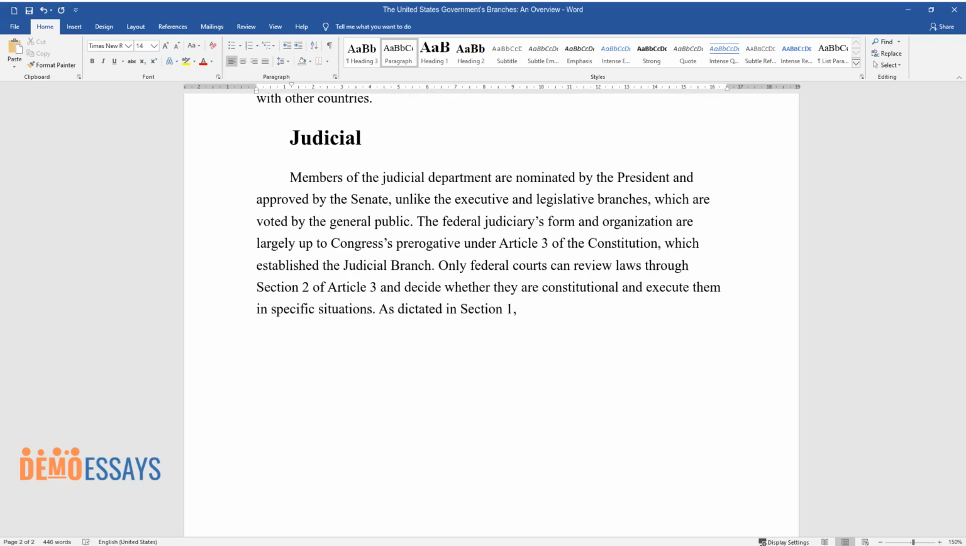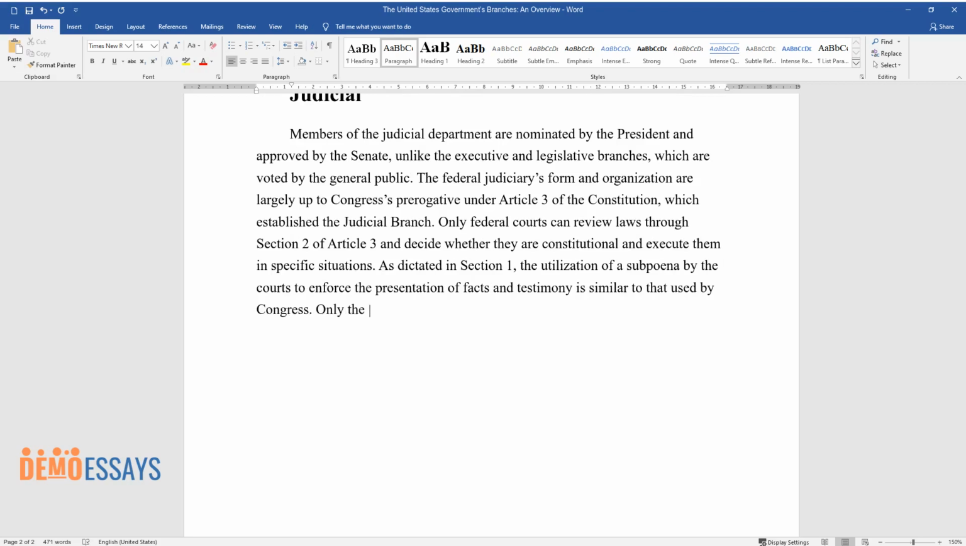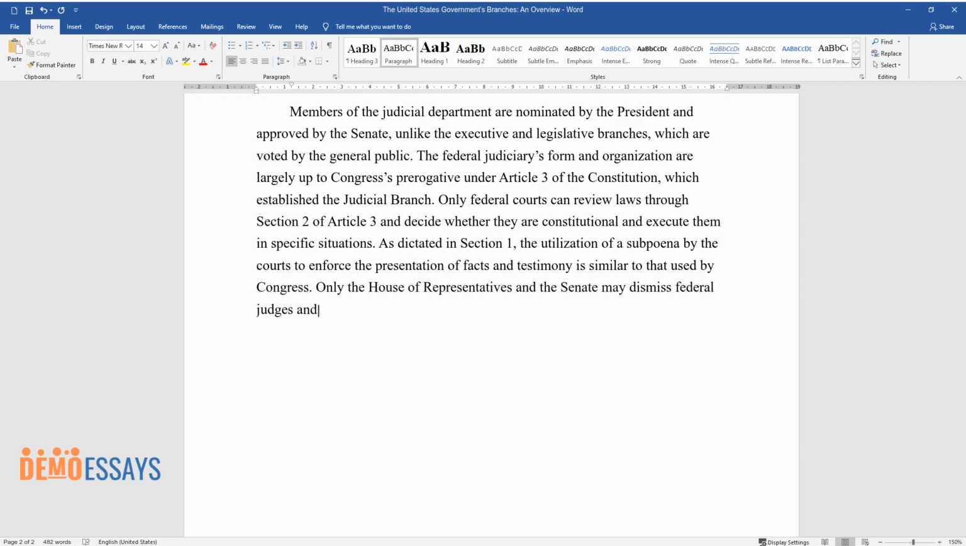As dictated in Section 1, the utilization of a subpoena by the courts to enforce the presentation of facts and testimony is similar to that used by Congress. Only the House of Representatives and the Senate may dismiss federal judges and convict them.